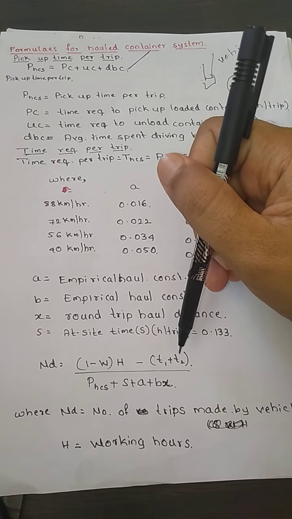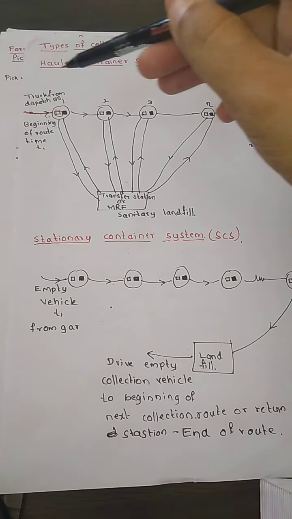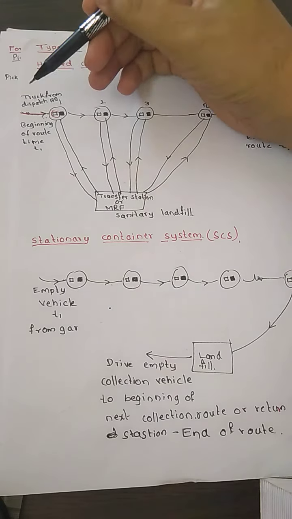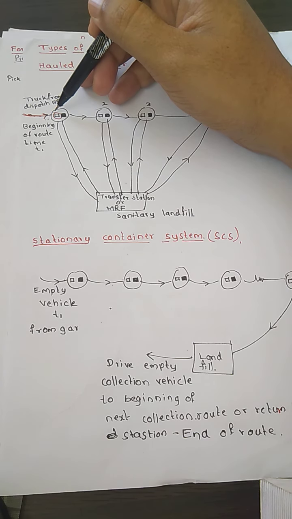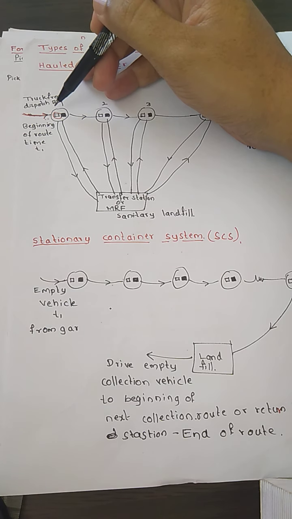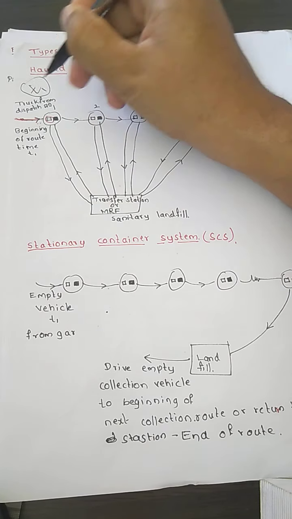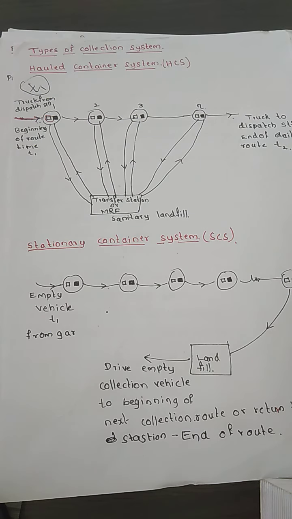What is T1 and what is T2? To understand this, you need to see this particular diagram once again. T1 is nothing but the estimated average time to drive from the garage to the first container. Whenever your vehicle is going to come from the garage to the first container, how much time it is going to take, that we call T1.